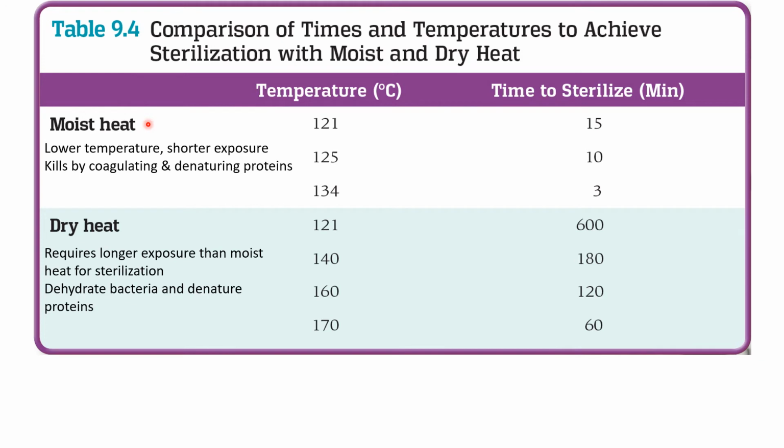Now let's take a look and see the difference between moist heat and dry heat. Moist heat is usually set at lower temperatures. Exposure time is not for a very long time, as you can see: 3 minutes, 10 minutes, 15 minutes. Of course, the time is going to vary based on the temperature. The higher the temperature, the less time it's going to take to sterilize the object. The way moist heat works is it kills microbes by coagulating, kind of like clumping, and denaturing, like breaking down the proteins of these microbes. Examples of moist heat are the autoclave, boiling water, or pasteurization. Those would be examples of moist heat methods.